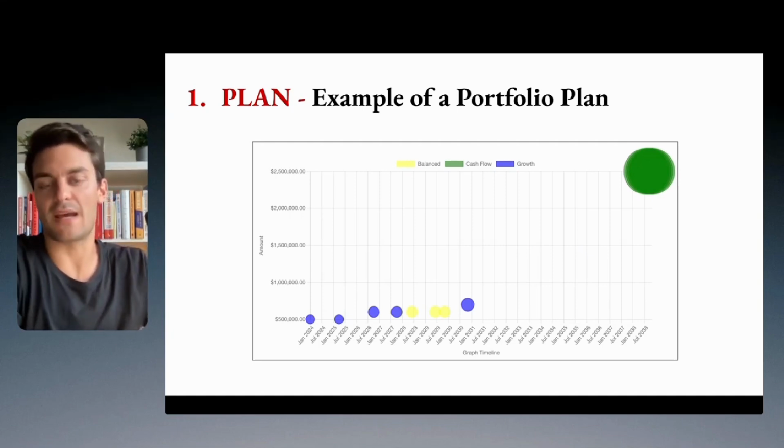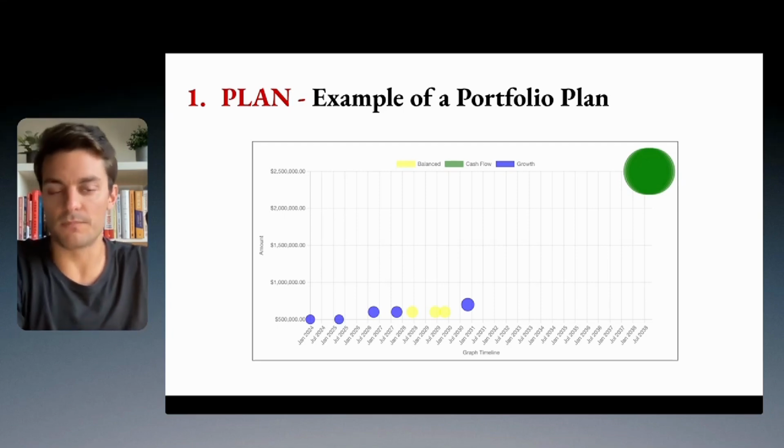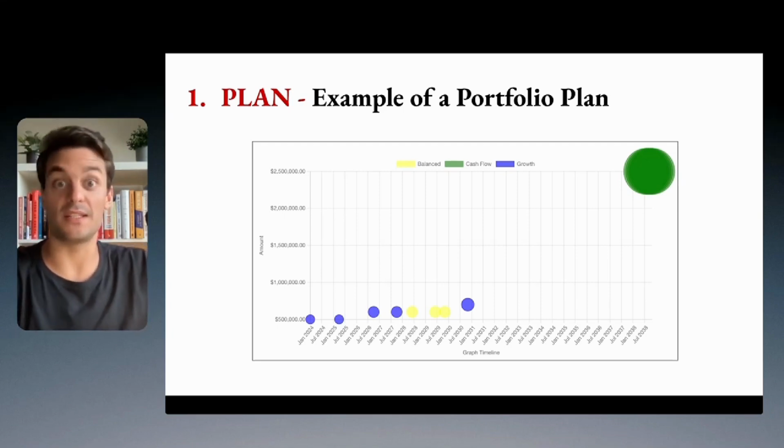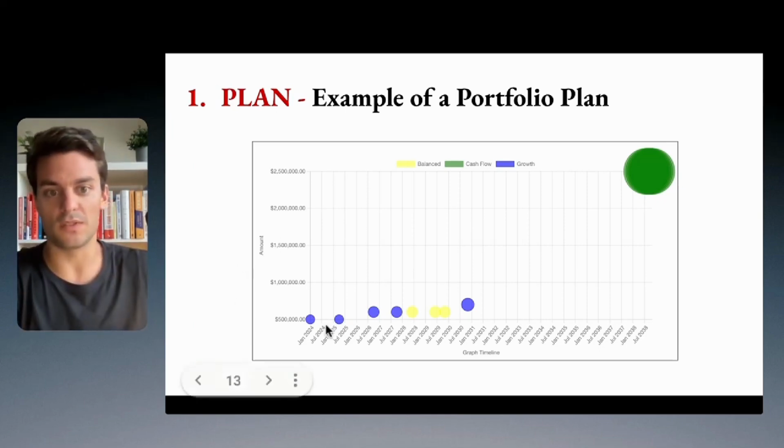Cool. So this is an example of a plan we created for one of our investors, and it's a really good example of a typical strategy. These clients came to us and they didn't even know if their goals were achievable. And of course, we smashed their goals. Here we've got all these dots, which are properties that we have modeled for purchase in the future. Blue is for growth, green is for cash flow, and yellow is for balanced.